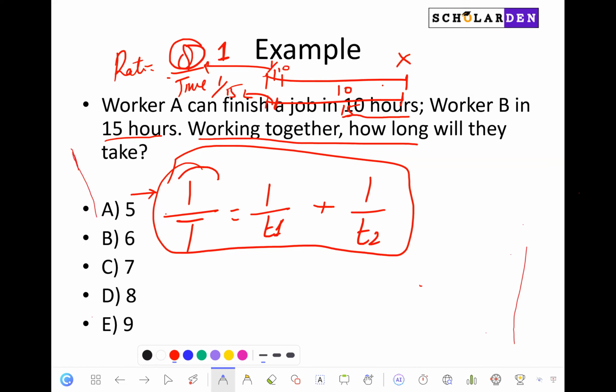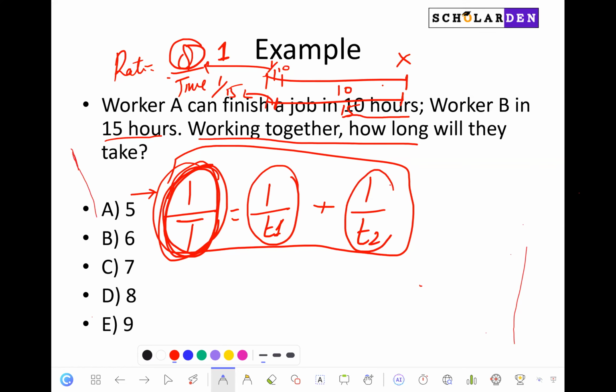So what this means is that the reciprocal of the total time, when you've got more than one worker or more than one rate involved, is going to be equal to the sum of the reciprocals of the times taken by the individuals.